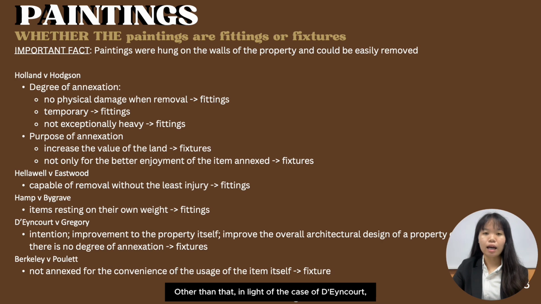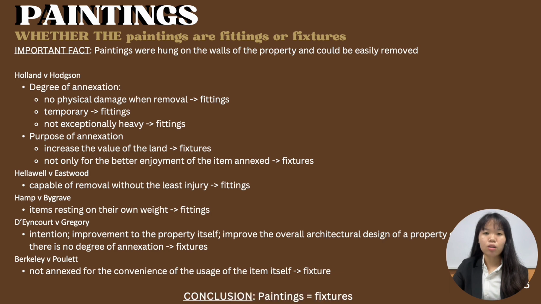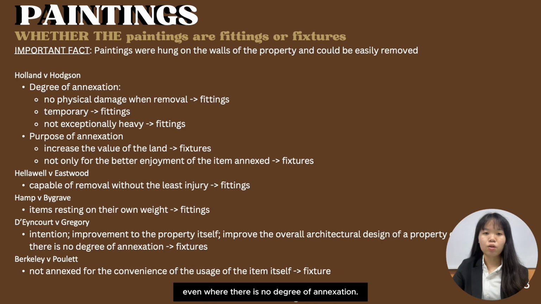Other than that, in light of the case of D'Eyncourt, where evidence is produced that objects have been positioned so as to improve the overall architectural design of a property, those objects may become fixtures, even where there is no degree of annexation. Additionally, in the case of TSB v Botham, if the object is part of the overall design of the building, the object will be a fixture.